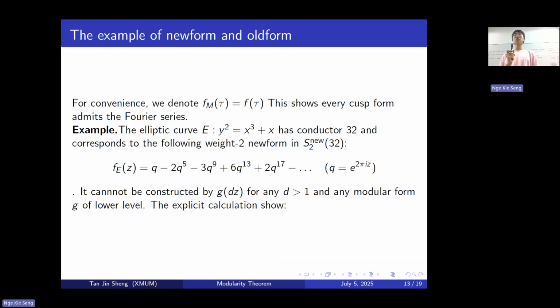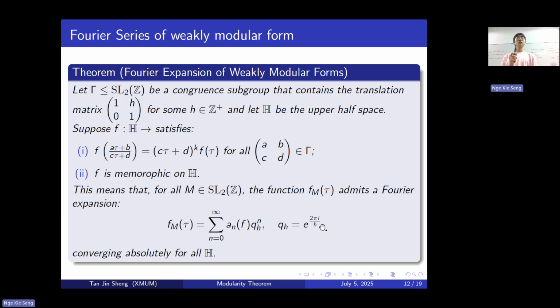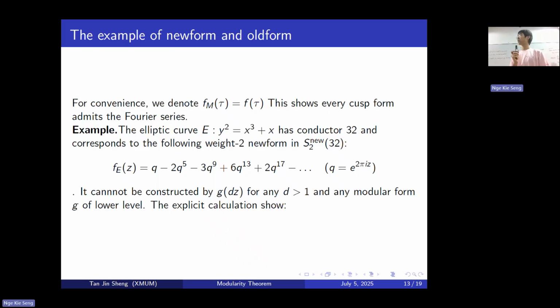Next, for convenience, the typo is here. It's supposed to be 2 pi i over h, not divided by h. For convenience, we denote f_n(tau) equal to f(tau). This shows every cusp form admits a Fourier series, because all cusp forms follow this condition, and we can get its Fourier series. Now we can go through the example.